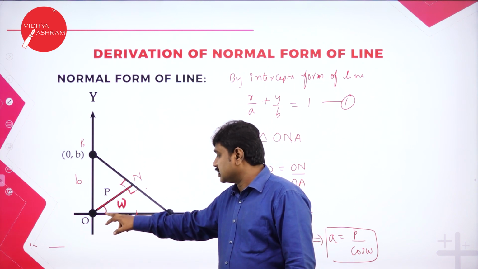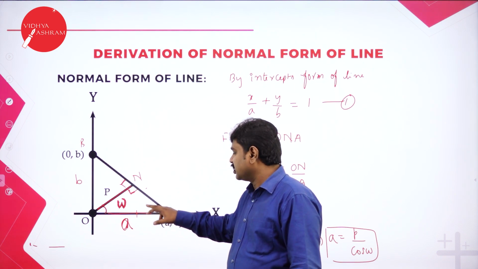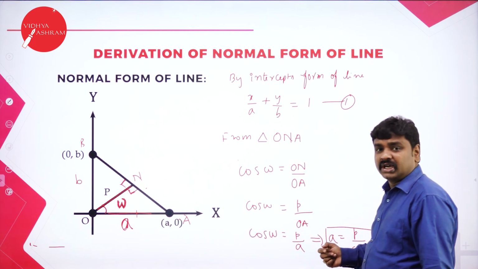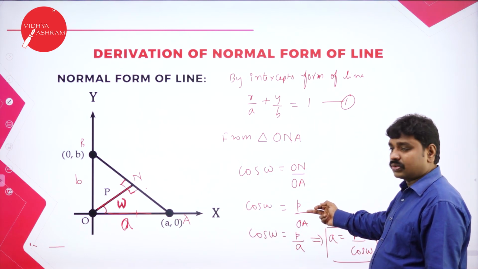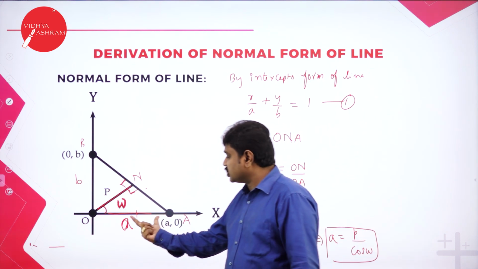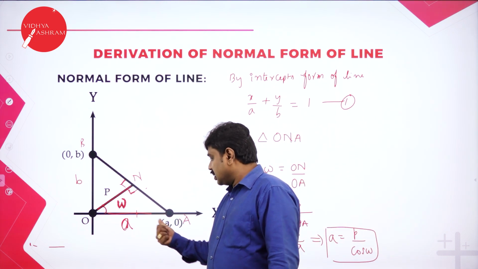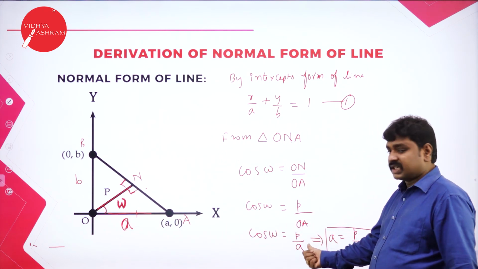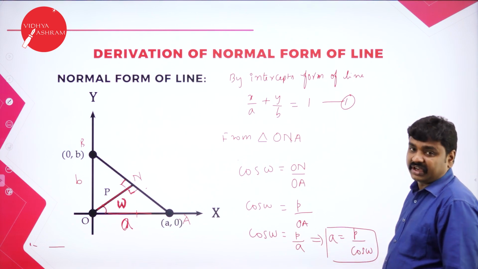Divided by what? Hypotenuse. This is your hypotenuse. Why is this your hypotenuse? Because the side opposite to 90 degrees is the hypotenuse. Adjacent by hypotenuse we have done. The adjacent length is ON, and the length ON we have assumed as P. So I substituted that. And what is OA? OA is the hypotenuse, that is A here. OA is A, that is the x-intercept. From this you get the value of A.